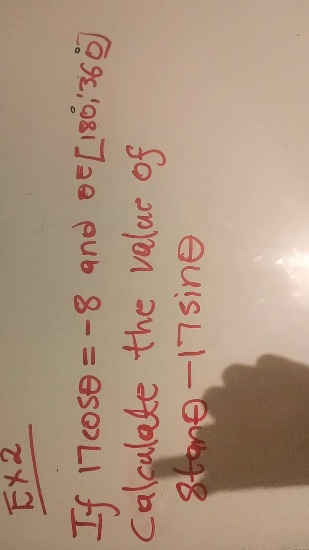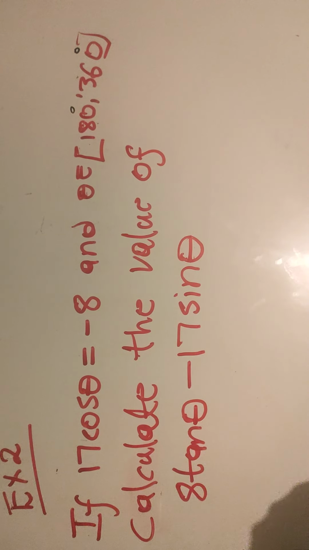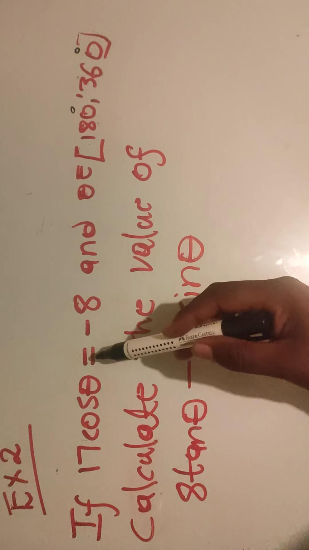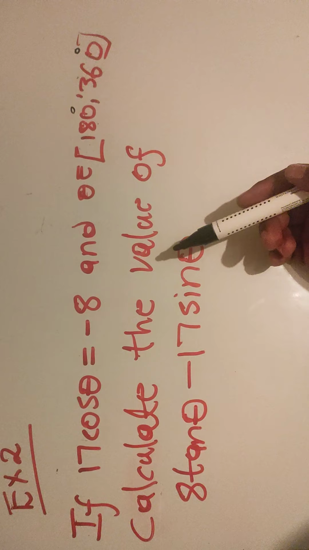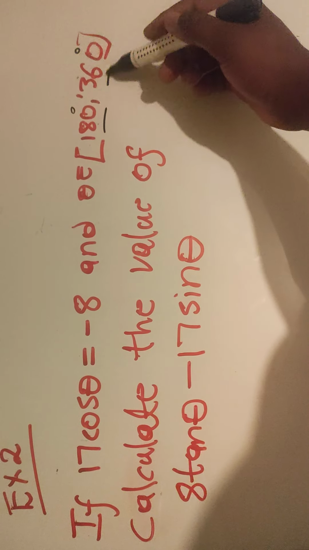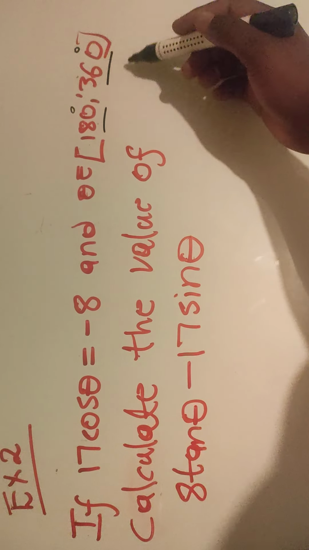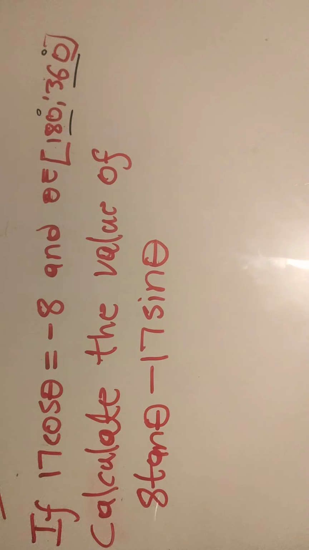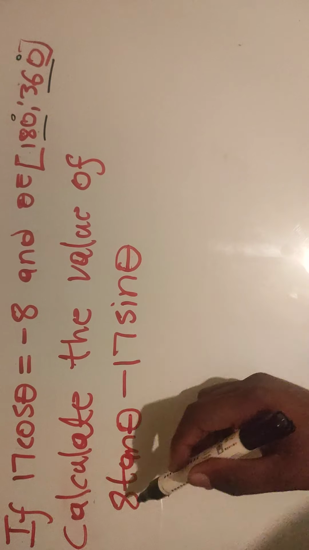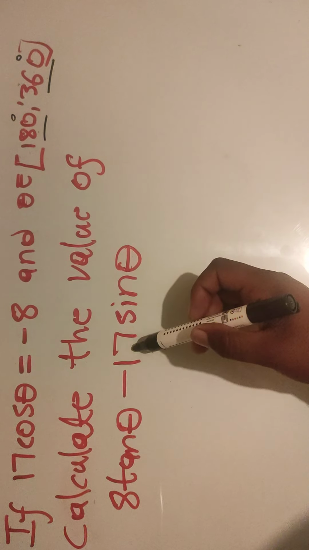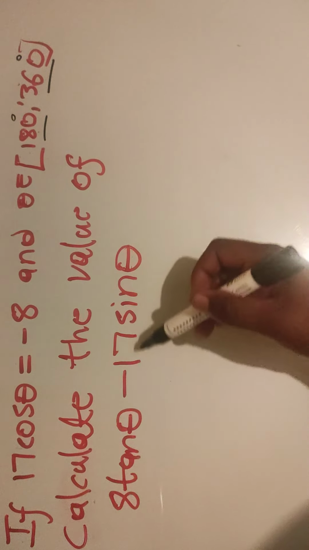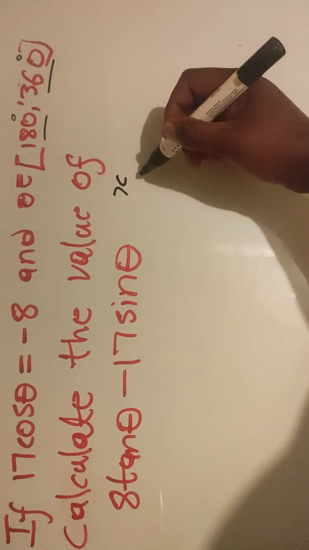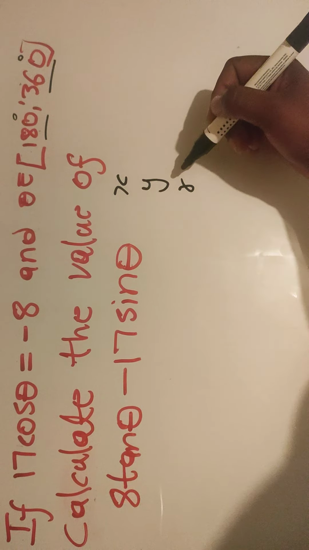Alright guys, this is our second example. Again, we have been given that 17 cos theta is equal to minus 8, and this is the position. We have been told about the position of the quadrant. Now the question is calculate the value of 18 tan theta minus 17 cos theta. Before we even engage with the sum, remember we must find the value of x, y, and r.